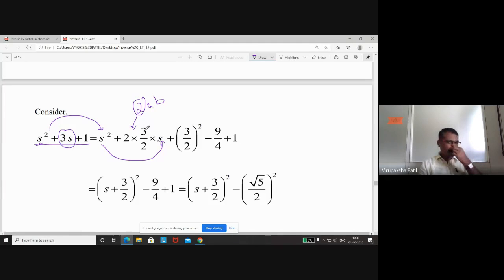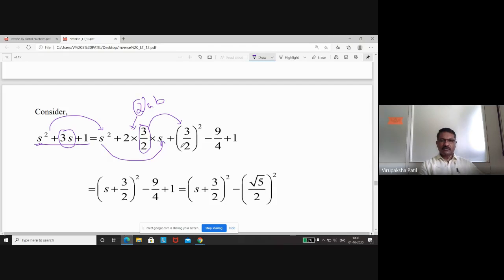Then immediately after that, what is the extra quantity we have taken here? Apart from this 2, according to the rules, we have kept A value as it is. B value is 3 by 2, we have kept that here. Then b square should be added here. That is 3 by 2 whole square you added.